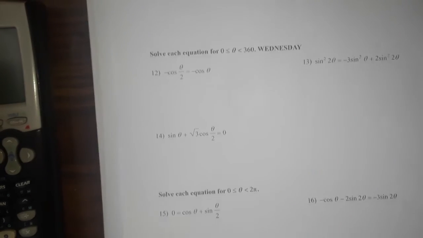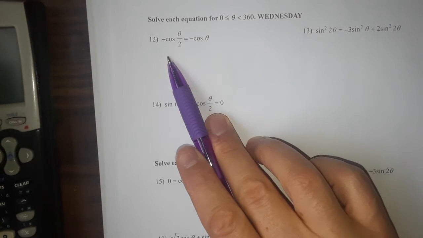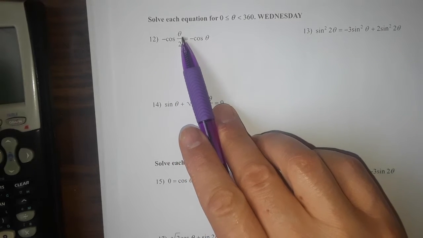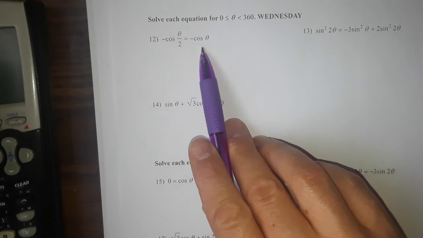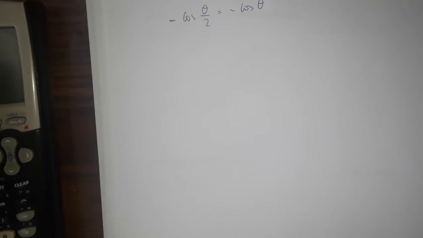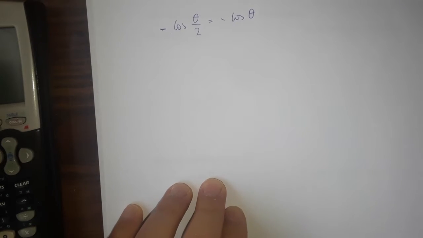Today we're gonna start solving this equation. Negative cosine of theta over 2 equals negative cosine of theta. Number 12. I have written it in here, so we have enough space to solve.